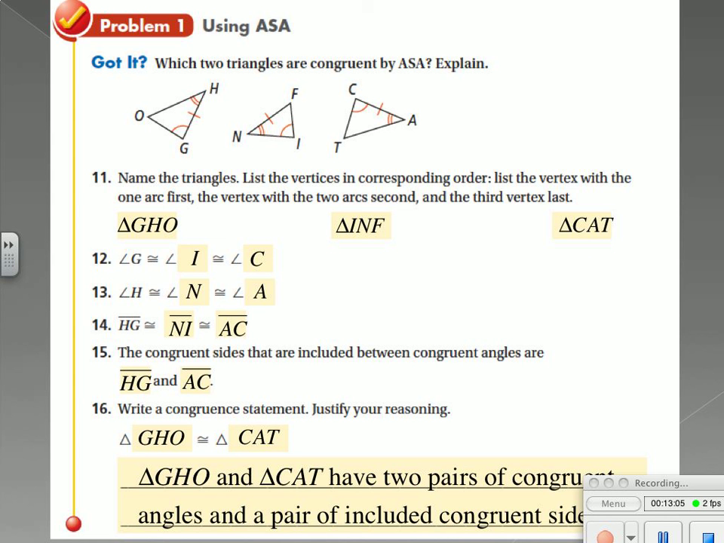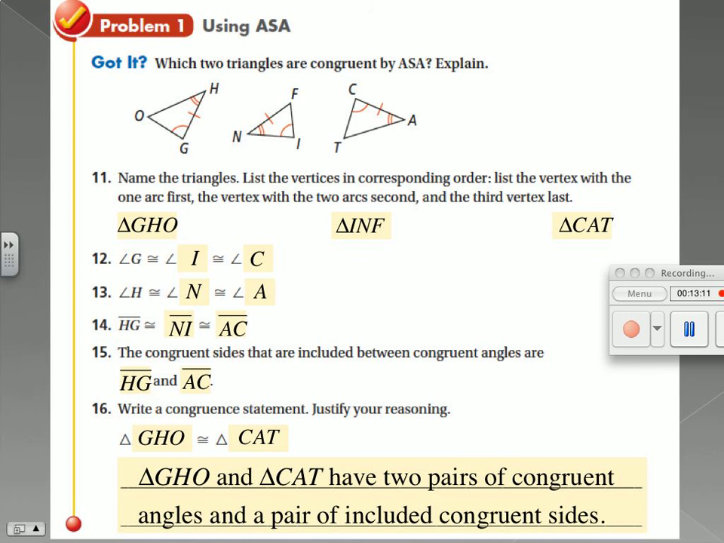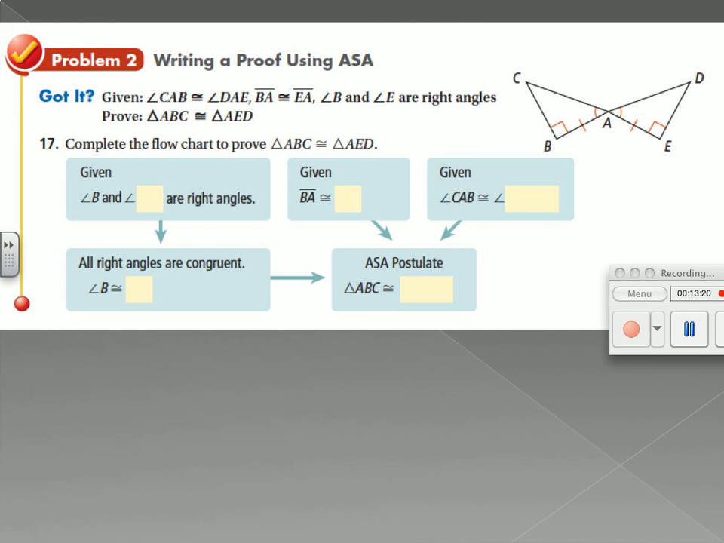And our logic, our reasoning, would be something like this: triangle GHO and triangle CAT have 2 pairs of congruent angles and a pair of included congruent sides. So how would we write a proof using ASA, which is the most important thing?